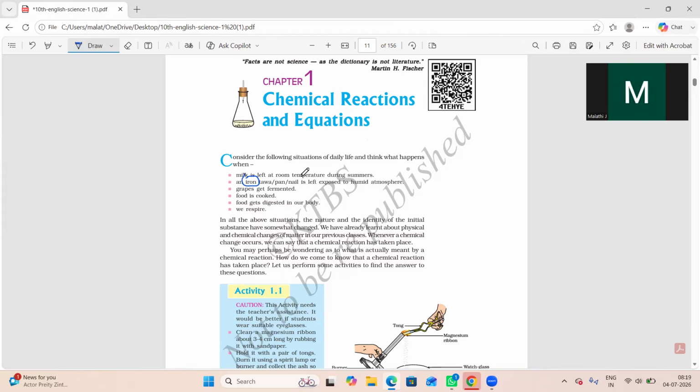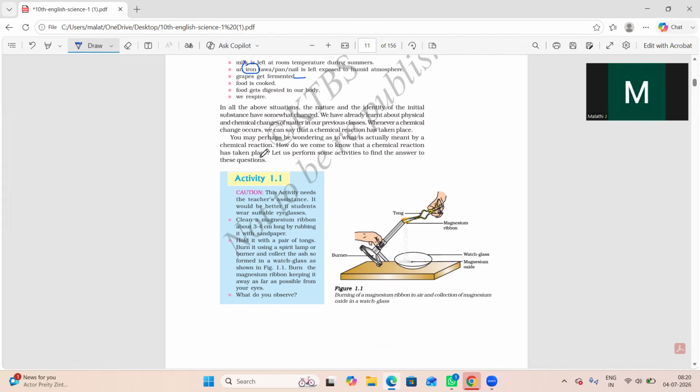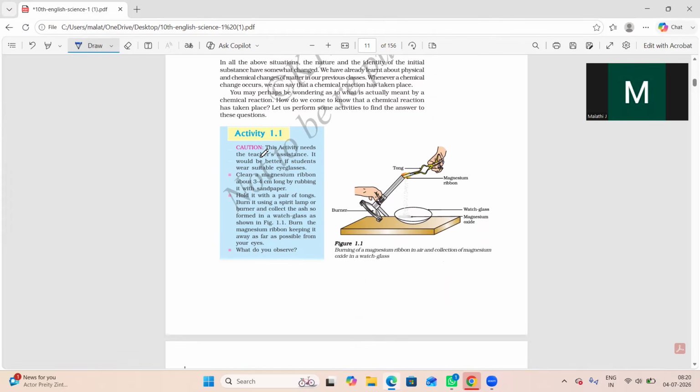How it takes place, we'll see under this chapter. So here, if you take an iron tawa and leave it exposed to a humid atmosphere, what will happen? It will get rust. Then grapes get fermented. It is also a change that occurs. Those are chemical reactions. How these chemical changes occur, we'll see by taking one example.